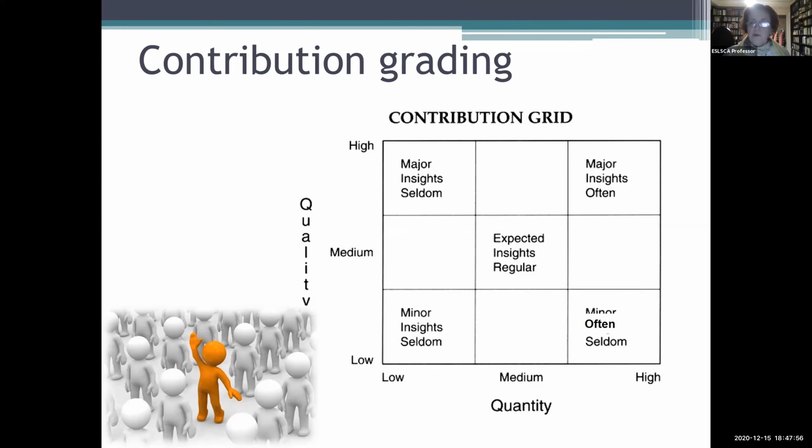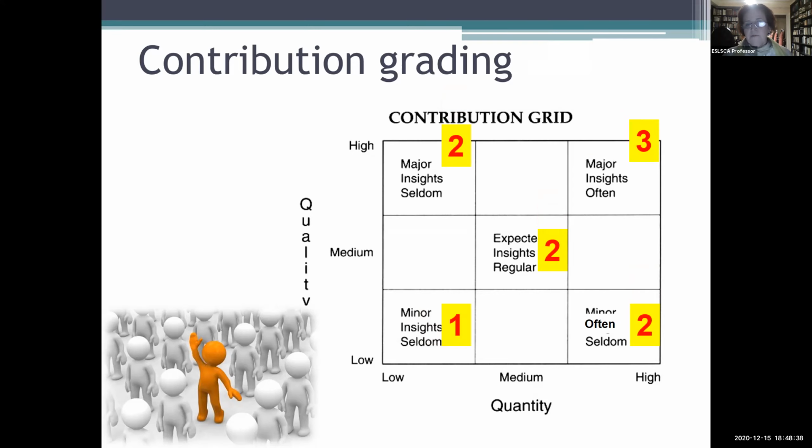So the contribution, or the opinions and ideas the students express, can be assessed in terms of quality and quantity. We all understand quantity. Quality means if the insights are major, if the readings are mentioned, if the best practices are mentioned, if there is some kind of extra analysis. So if a student makes major insights often, he or she receives 3 points in a particular class. If in the middle, major insights seldom, expected insights regularly, or often minor insights, saying, yes, we understood, or something like this, then they get 2.